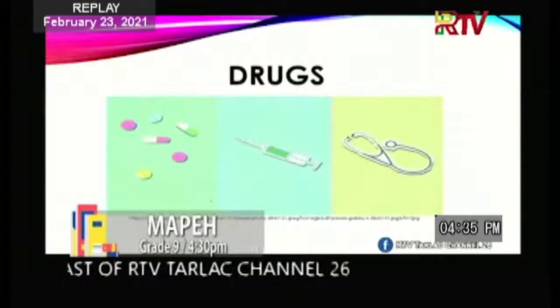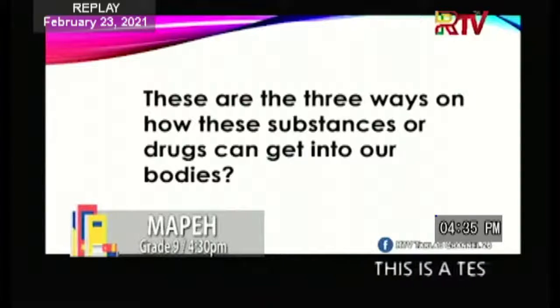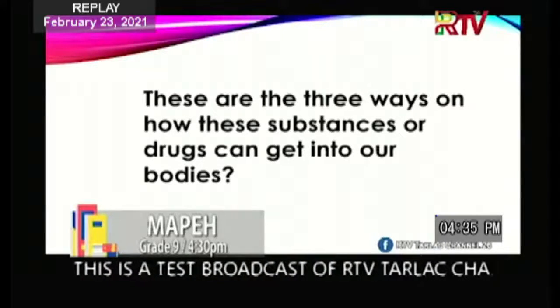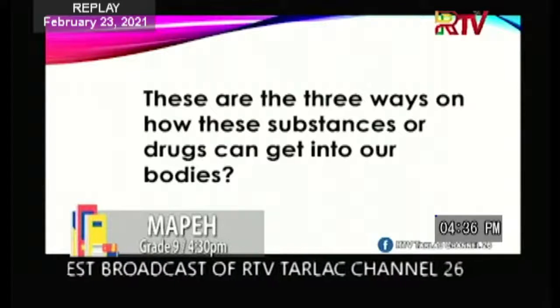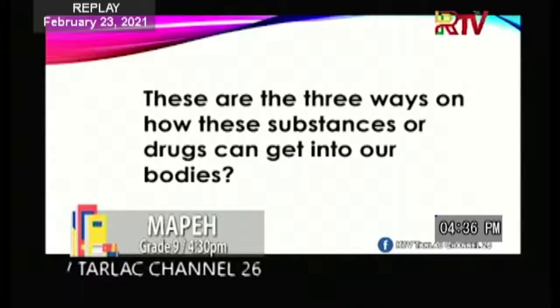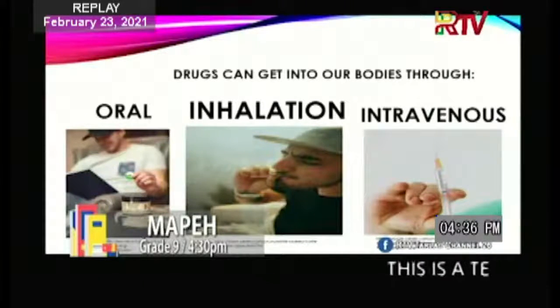Next, question number 2. These are the 3 ways on how these drugs can get into our bodies. Substances like drugs don't get into our bodies by accident or by themselves. It is because of our own free will, self-discipline, and mindful decision as well. Are you ready with your answers? The 3 ways on how these drugs can get into our bodies are the following. We have oral, nasal or inhalation, and intravenous.